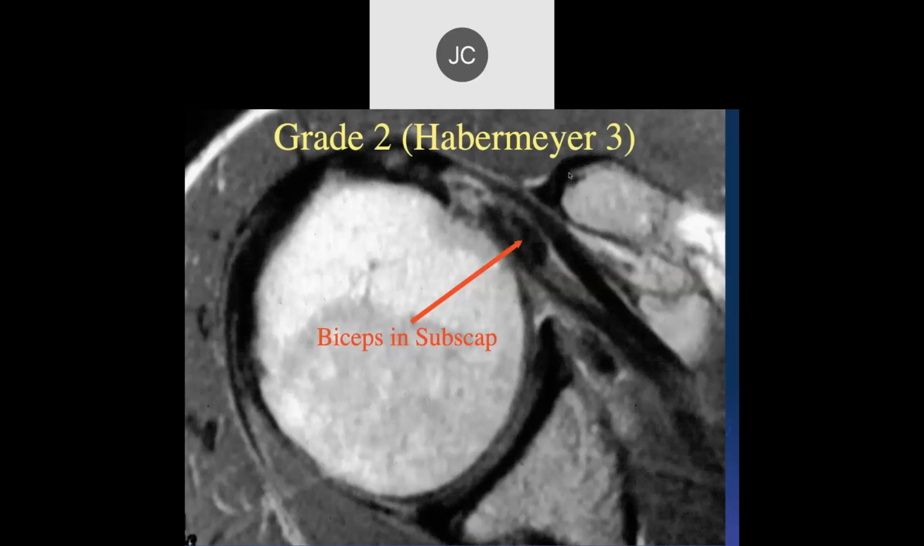This would be a Habermeyer 3 because we have a tear of the superior glenohumeral ligament. Otherwise, the biceps can't dislocate out of the intertubercular groove, and now it's into the subscap. So that makes it a 3. If the supraspinatus is also torn, then it would be a 4.